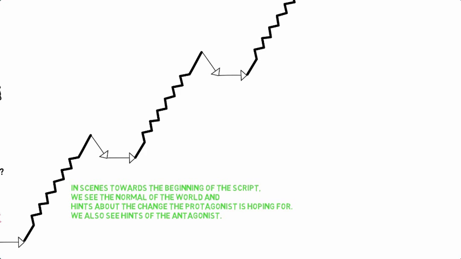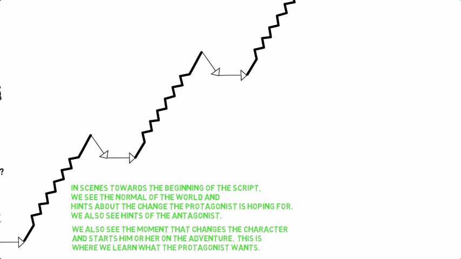Okay, let's look at what some of the changes can be in the scenes you create. In scenes towards the beginning of the script, we see the normal of the world and hints about the change the protagonist is hoping for. We also see hints of the antagonist. And we see moments that change the character and start him or her on his adventure. This is where we learn what the protagonist wants.